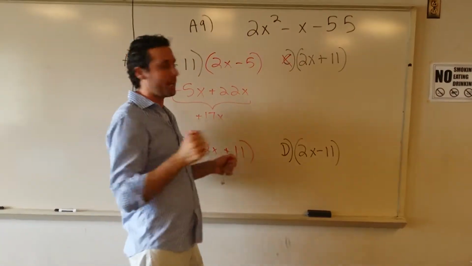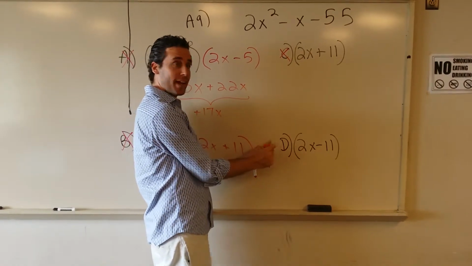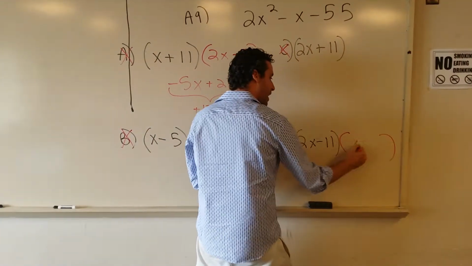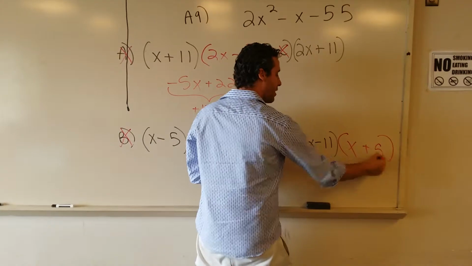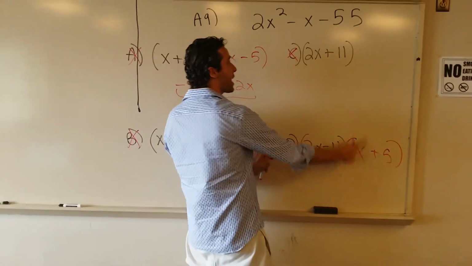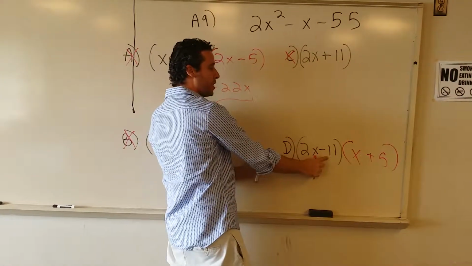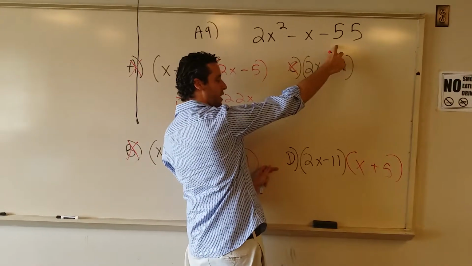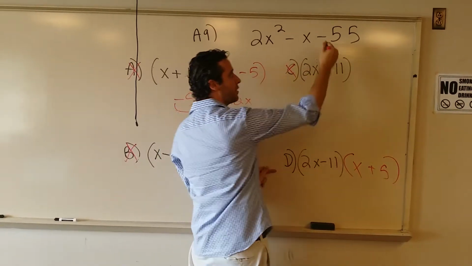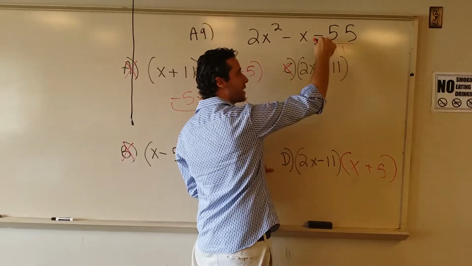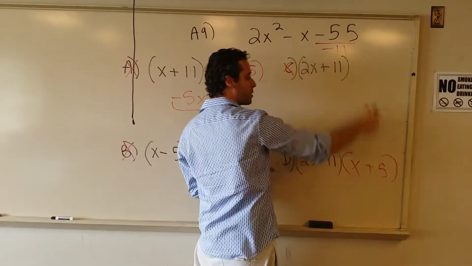Let me just show you why. If 2x minus 11 was one factor, the other factor is going to be x plus 5. How did we get that? Because 2x times x gives us the 2x squared, and the negative 11 times the positive 5 gives us the negative 55. You could have taken this negative 11 and divided it right here and said negative 55 divided by a negative 11 is a positive 5.